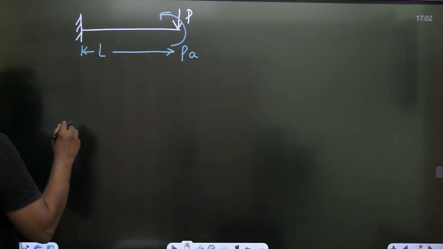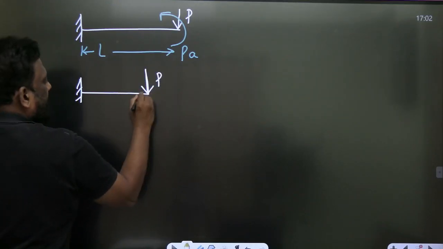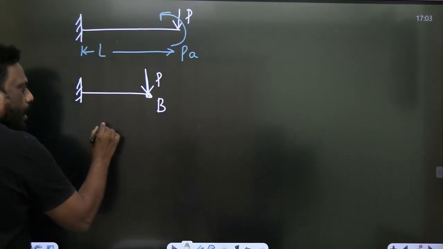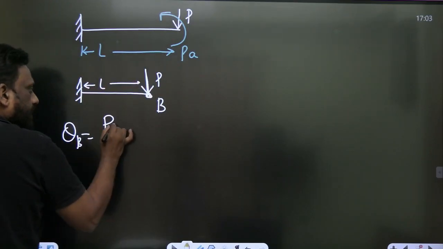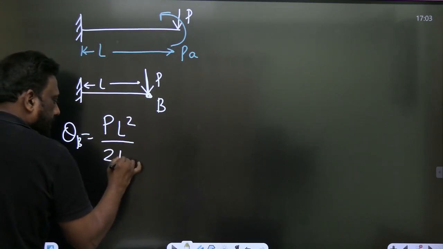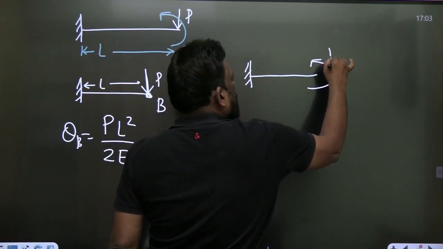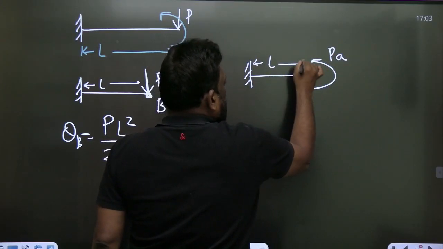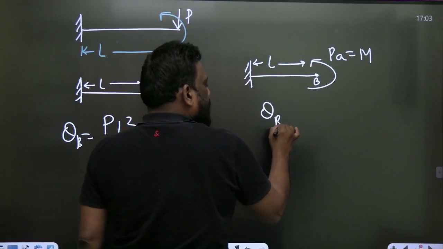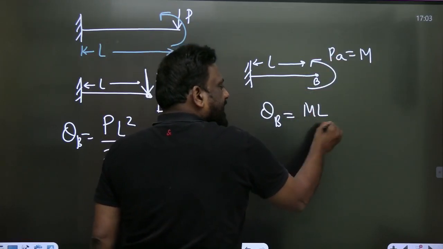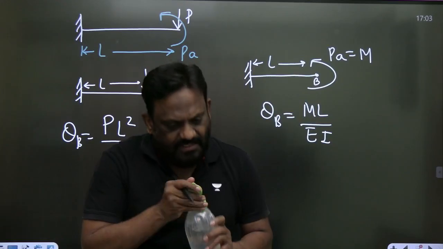Look at the slope due to the point load at the free end. He is asking for the slope here to be 0. If the length is L, the standard result is that the slope at B due to the point load is PL square by 2EI. Similarly, for a concentrated moment of PA, the slope at point B is ML by EI. These standard results you are supposed to remember.